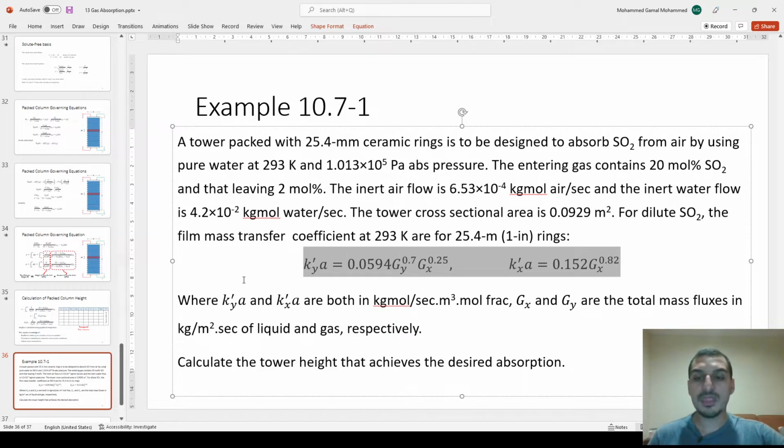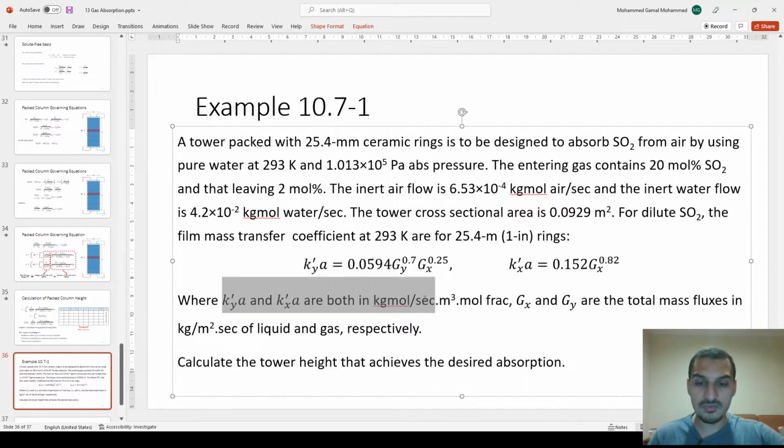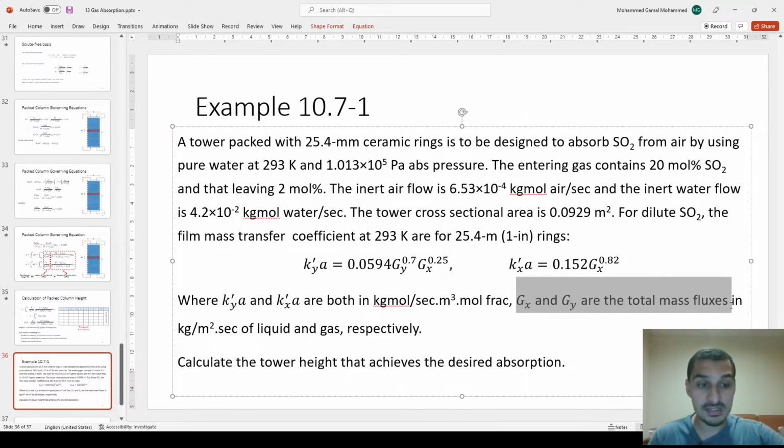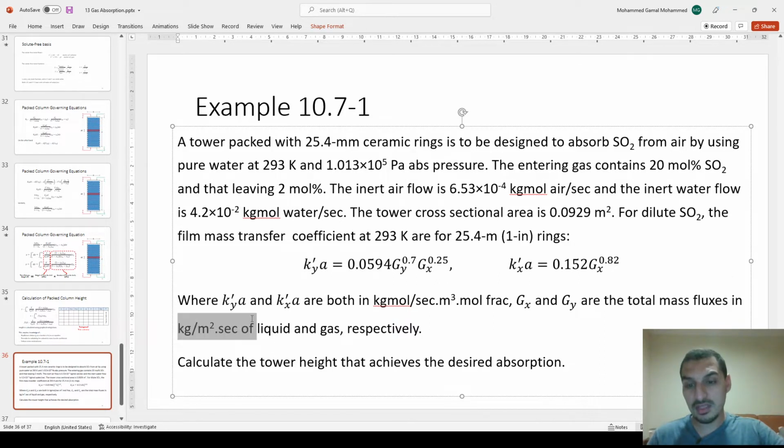It comes from the knowledge of the type of packing that I have. And it says that the units of both mass transfer coefficients is in kilogram mole per second meter cubed mole fraction. And it's given that this is important, that Gx and Gy are the total mass fluxes. And this is the point here, that the three words are important: total, mass, and flux. So total means that it's not on a solute free basis, like the flow rates that were given here. And it's mass, not moles, as given here. And it's flux, which means that it's per unit area. And that's why its unit is kilogram per meter squared second of liquid or gas.